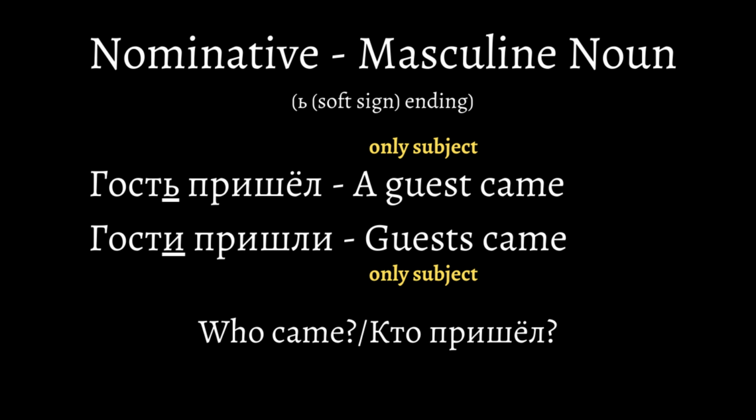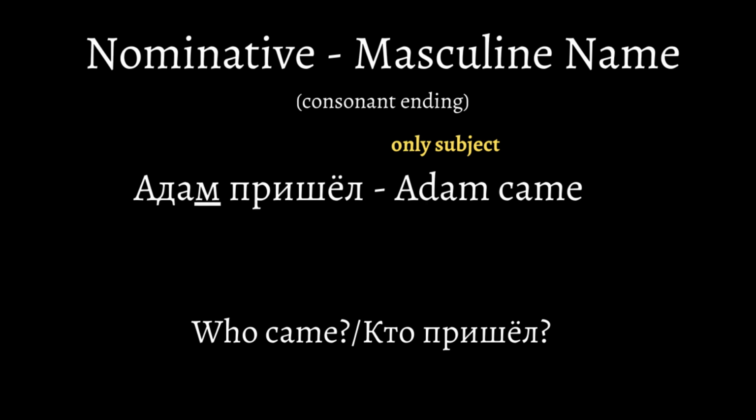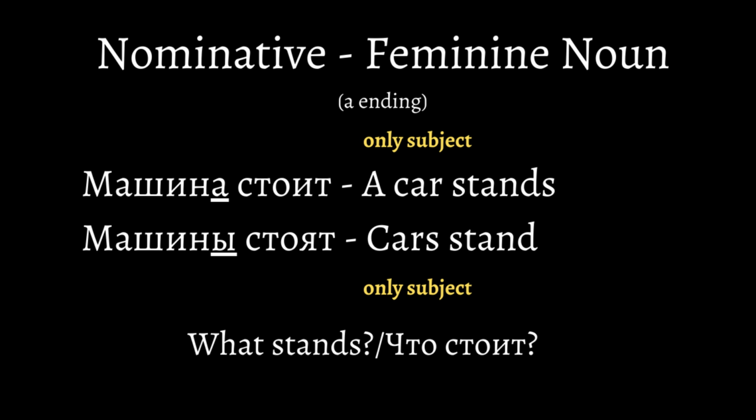The same concept can be repeated with a masculine name like Adam пришел, which is Adam came. Кто пришел? Who came? Adam пришел. Adam came. Now we have feminine nouns.